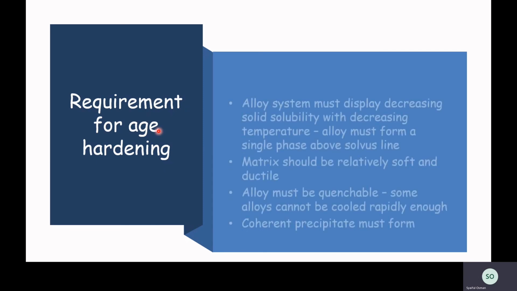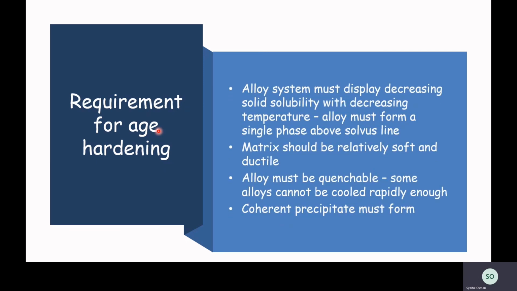Here we have some requirements for age hardening. Not all alloys can be age hardened. Four conditions must be satisfied for an alloy to have an age hardening response during heat treatment. The first one is that the alloy system must display decreasing solid solubility with decreasing temperature. Or in other words, the alloy must form a single phase on heating above the solvus line, then enter a two-phase region on cooling.